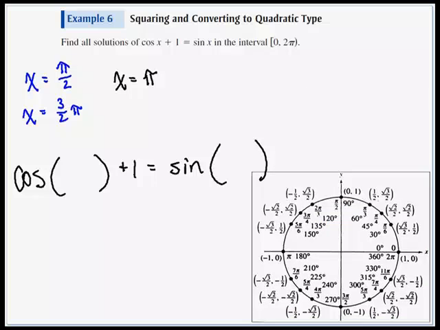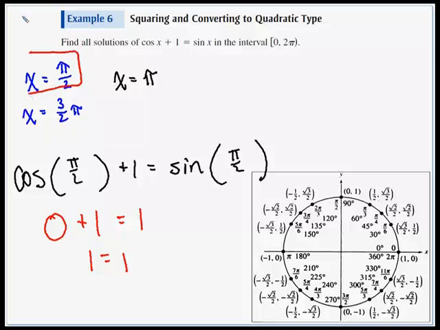So let's see. When we plug in a half pi, what do we get? The cos of a half pi, cosine is 0, plus 1. Does that equal sine of a half pi? Sine of a half pi is equal to 1. So we get 1 equals 1. This one checks out. Pi over 2 is a good solution.